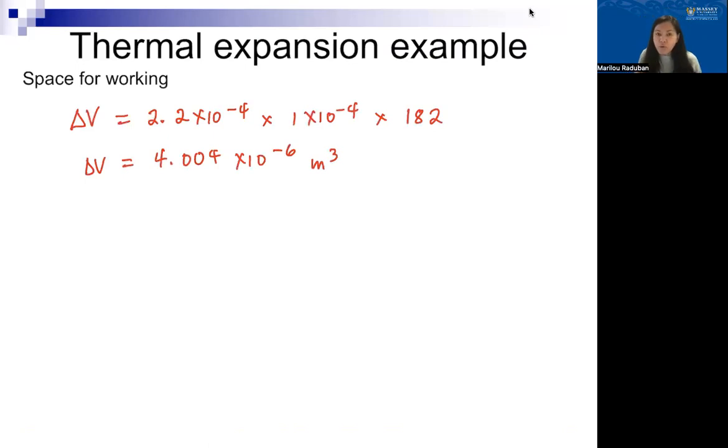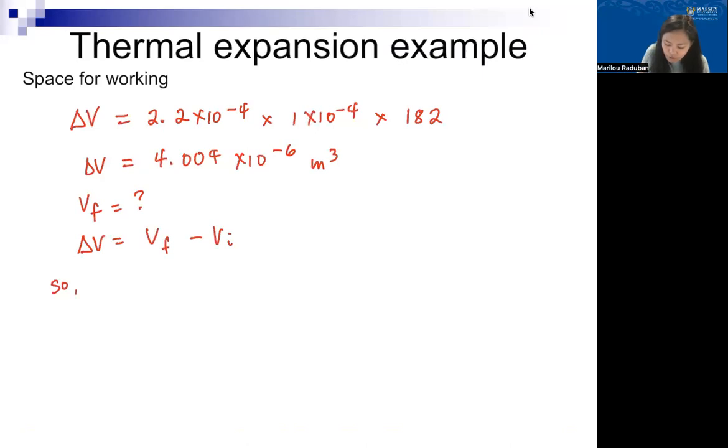Right, so I won't round at this stage, because what we want to find is the actual final volume instead of the change in volume. What we get from the equation is the change in volume, delta V, but what we want in the end is the final volume, VF. And we know that change in volume is equal to final volume minus initial volume.